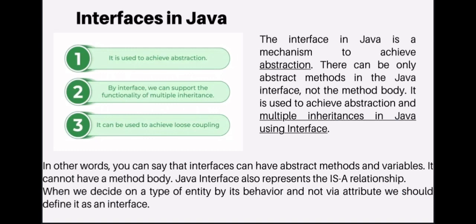Let's look at interfaces. Interface methods in Java have no method body, and interfaces are used to achieve abstraction and multiple inheritance in Java. In other words, interfaces can have abstract methods and variables. They cannot have a method body. A Java interface also represents the is-a relationship, and when we decide on a type of entity by its behavior and not its attribute, we should define it as an interface.